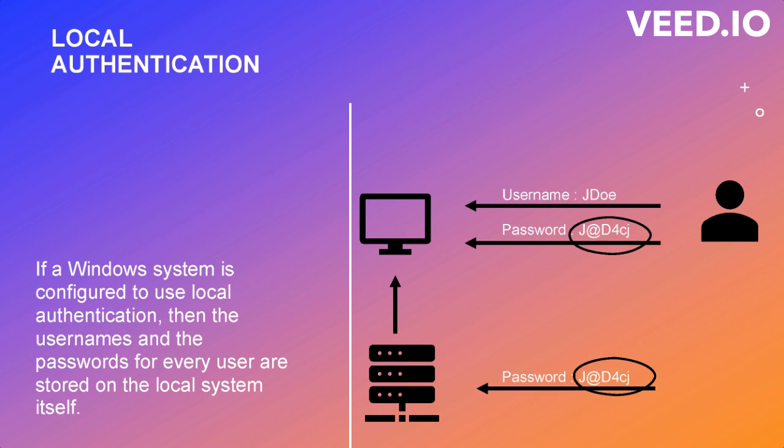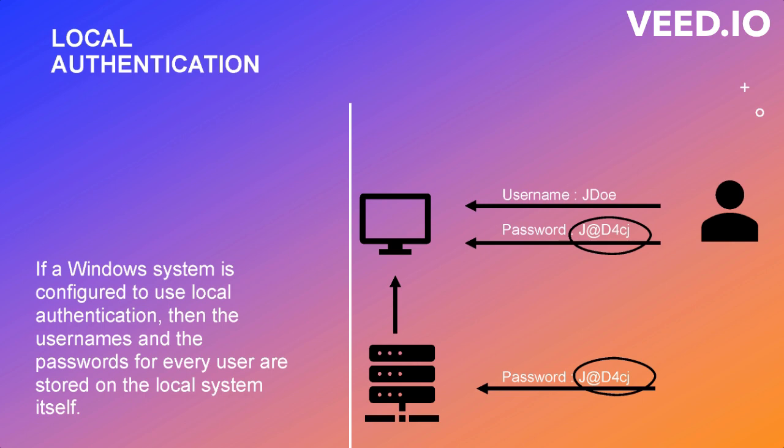By default, Windows is just going to require the name of the user, along with that user's password, in order to log on. The location of the user account and the way the authentication process works can actually occur in several different ways. The first one is called local authentication. If a Windows system is configured to use local authentication, then the usernames and the passwords for every user are stored on the local system itself. When the user supplies a username and a password, the system is going to look up that username and password in its own database of user accounts, and verify that the password the end user entered matches the password stored in the database. If it matches, then the user is allowed to log on to the system. If it doesn't match, then the user is prevented from logging on to the system.